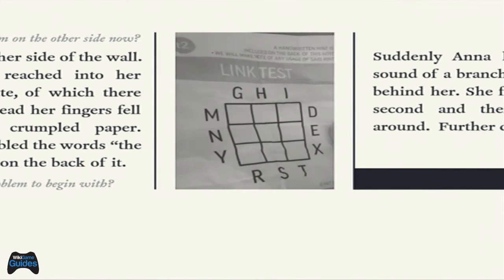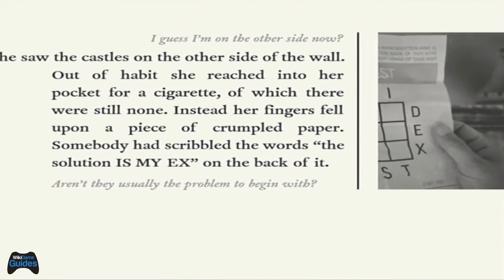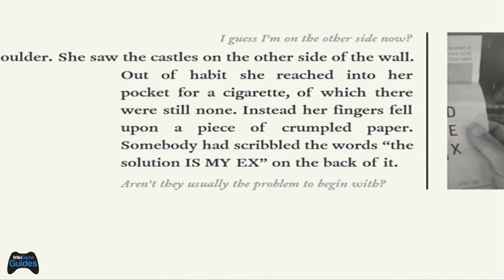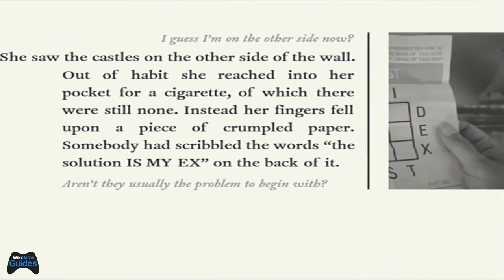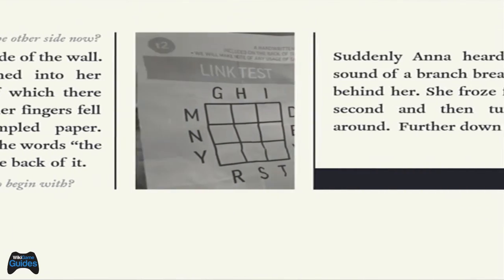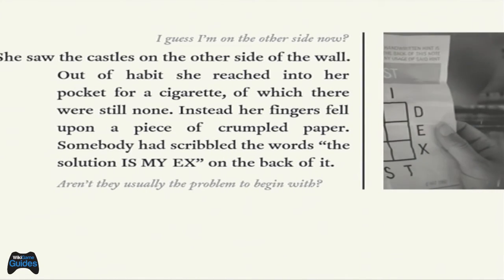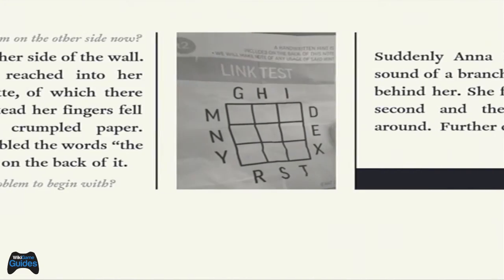But here in the story, it says that Anna went into this room and she found a bunch of crumpled up papers, and somebody had scribbled the words, "The solution is my ex," on the back of it. Now, "is my ex" is actually part of the solution. It's not saying that the solution is my ex, it's the solution is my ex. So that's something to remember, because we need to connect those letters, I-S, M-Y, and E-X, in order to solve the third puzzle.